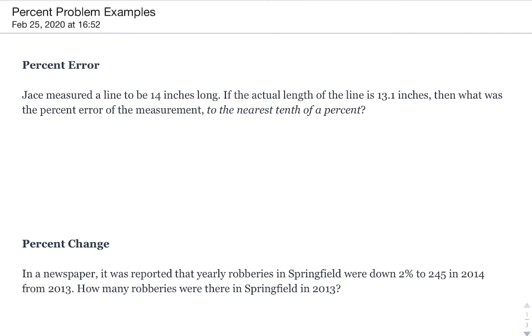So percent error problems look at how close we were to getting it right. So one of the things you have to recognize is what is right. When we're reading this problem, it says that Chase measured it to be 14 inches, but that the actual length was this. So if he would have gotten it right, this is what he would have gotten. We don't know the percent, but we know if he would have been 100% accurate, he would have gotten exactly 13 1/10 inches. How far off was he is what we need to figure out.